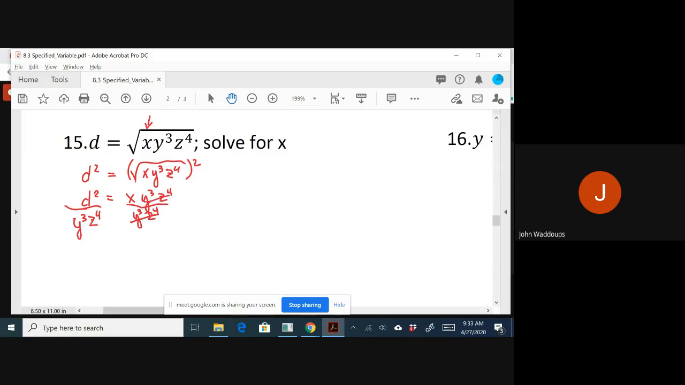That cancels over here, leaving only x. So basically we're done. Just going to rewrite it. X is equal to d squared over y cubed z to the fourth.